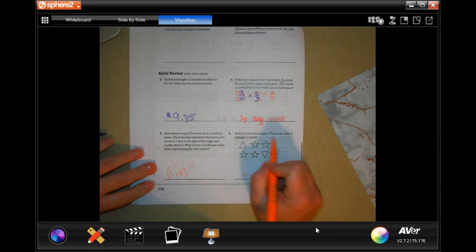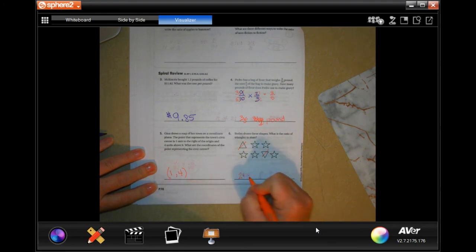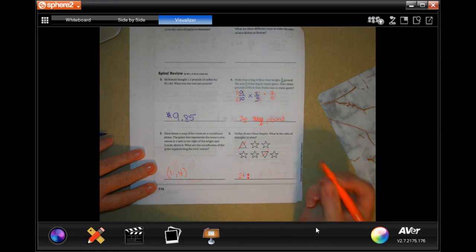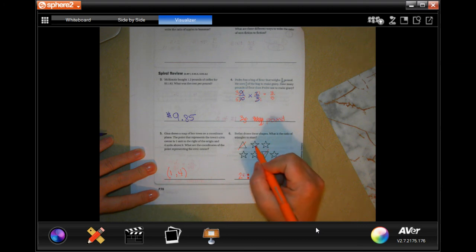Stefan draws these shapes. What is the ratio of triangles to stars? So triangles is first. So 1, 2. 2. For a ratio, have that colon. I know it's hard to see with the marker behind it. Colon. And stars is 1, 2, 3, 4, 5. There you go, guys.